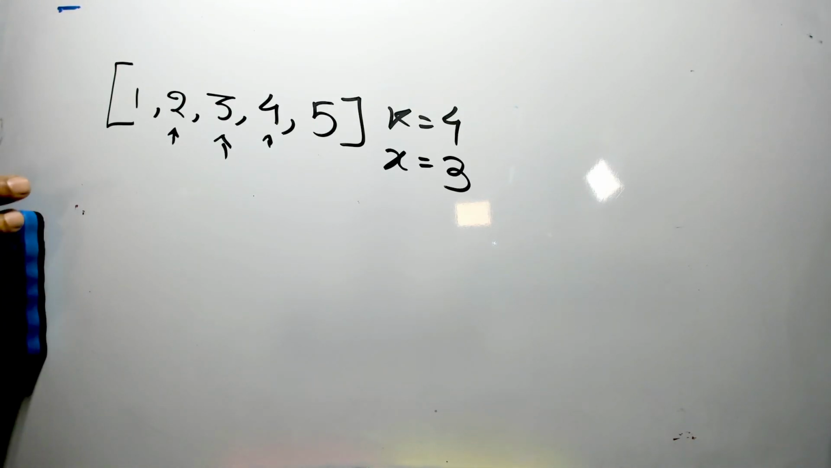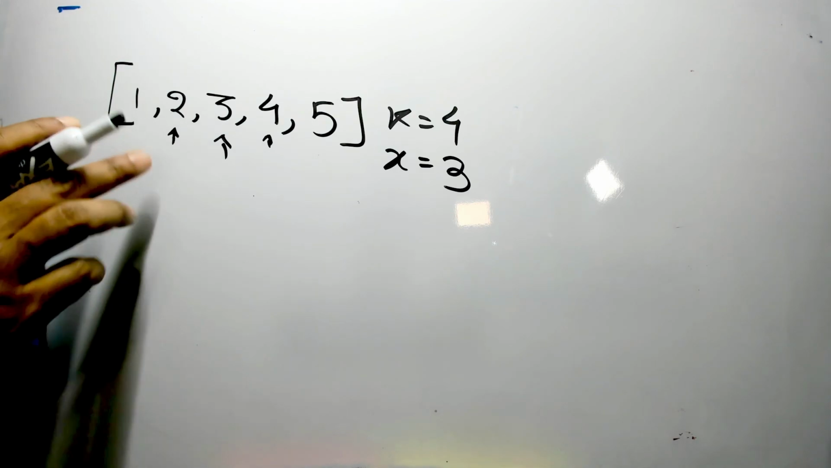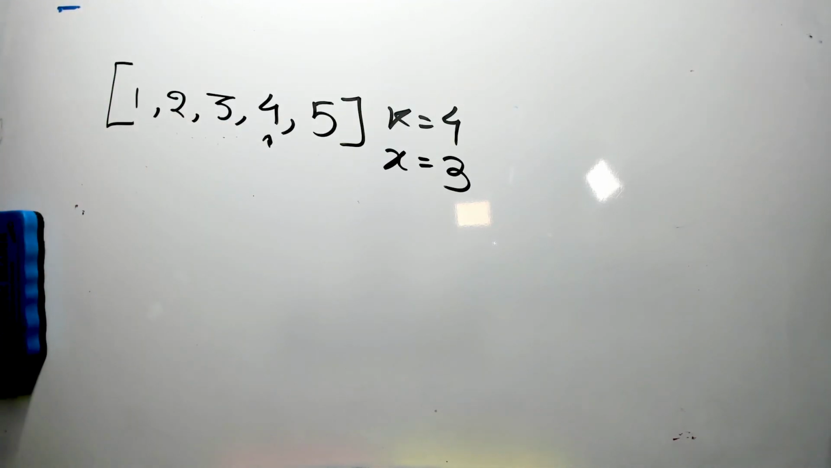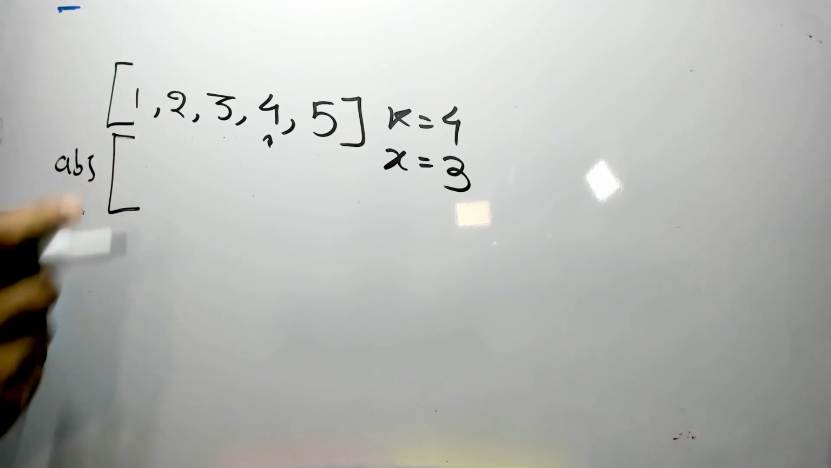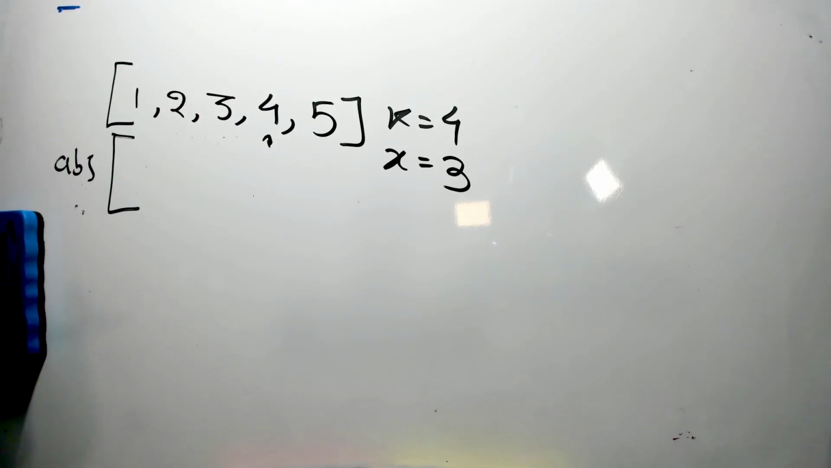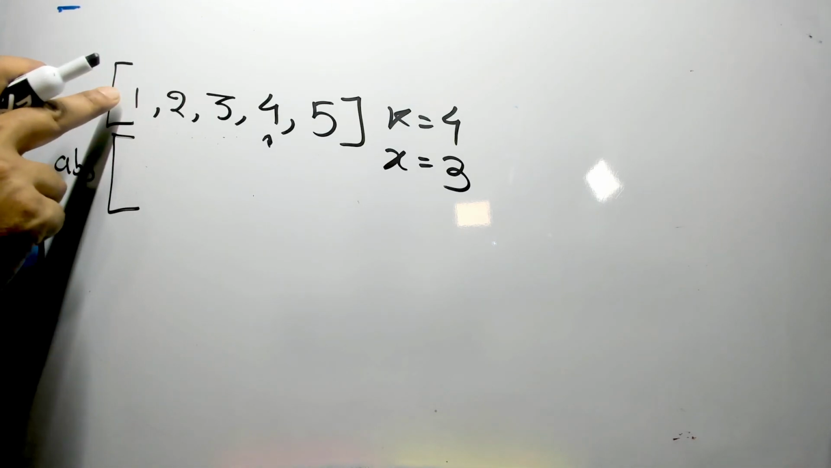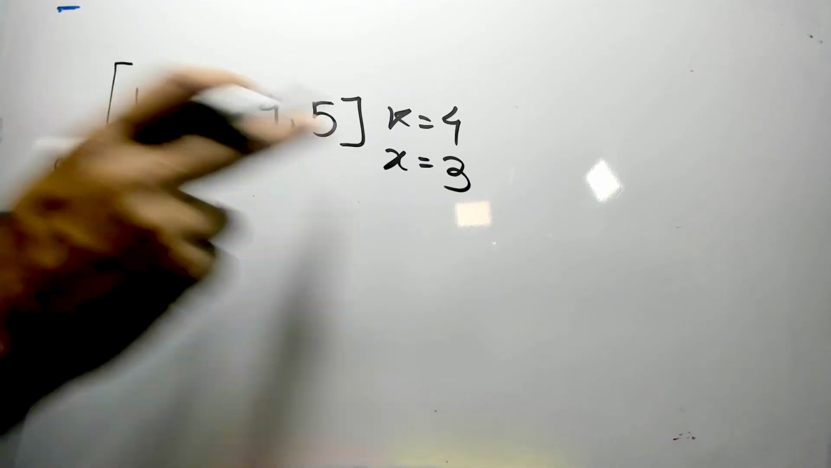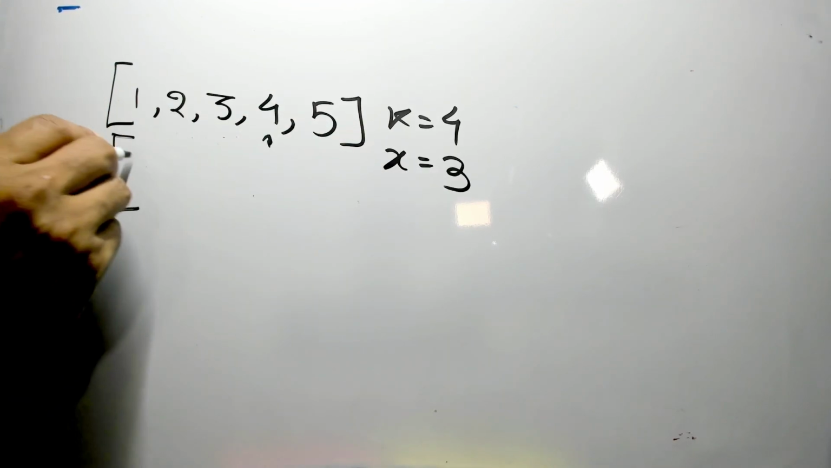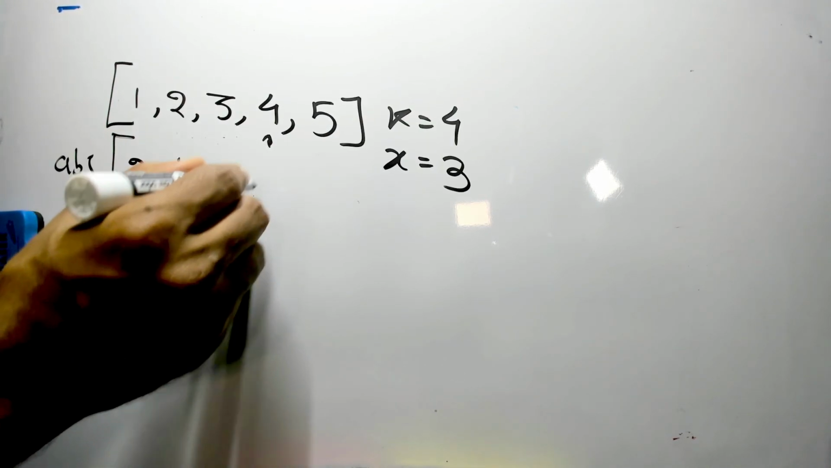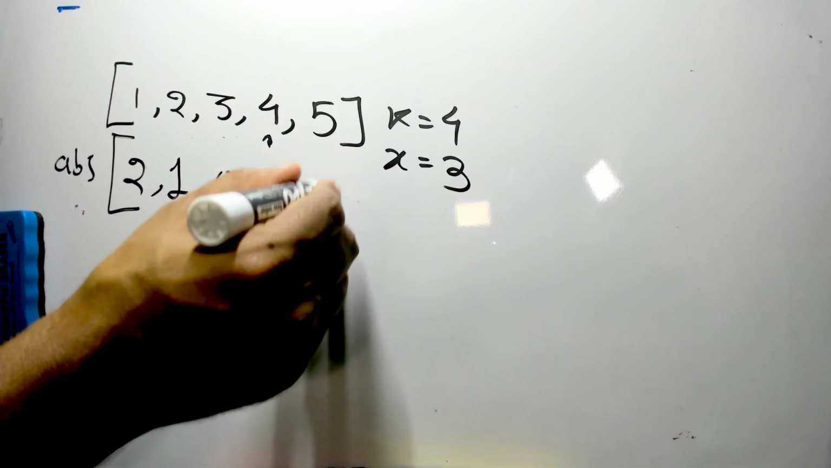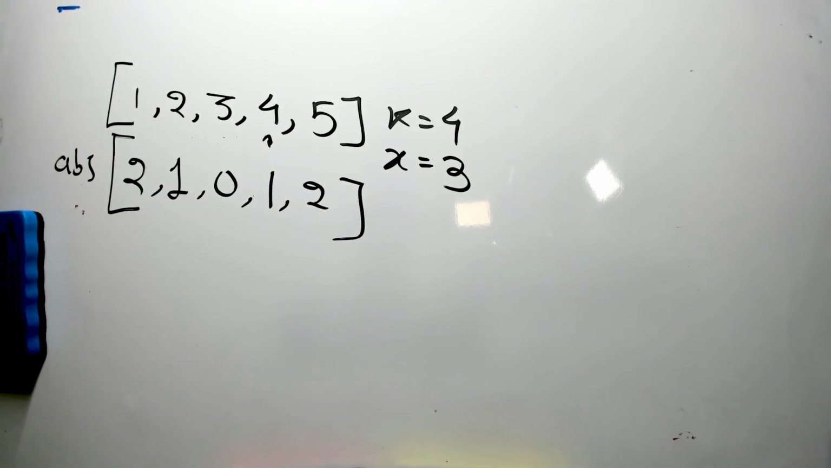But that will give us issues when x is not present in the array. So instead, we're going to create another array, abs, and pre-calculate the absolute values. For i equals 0, 1 minus 3 is minus 2, the absolute value will be 2, then 1, then 0, then 1, and then 2. Okay, this will be our pre-calculated absolute value array.